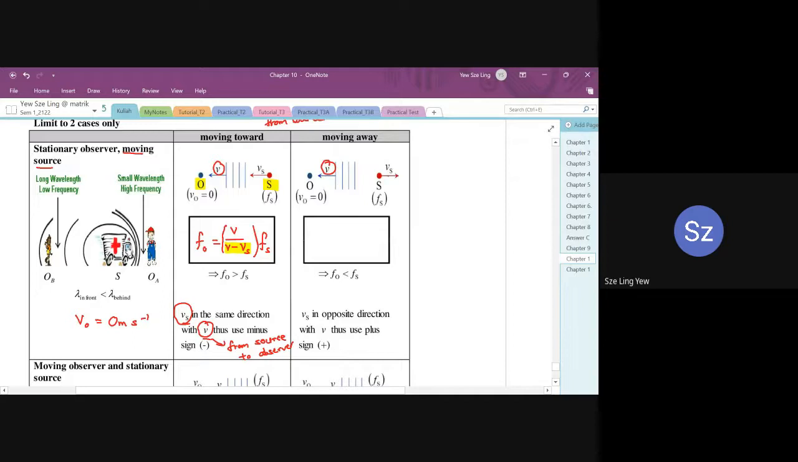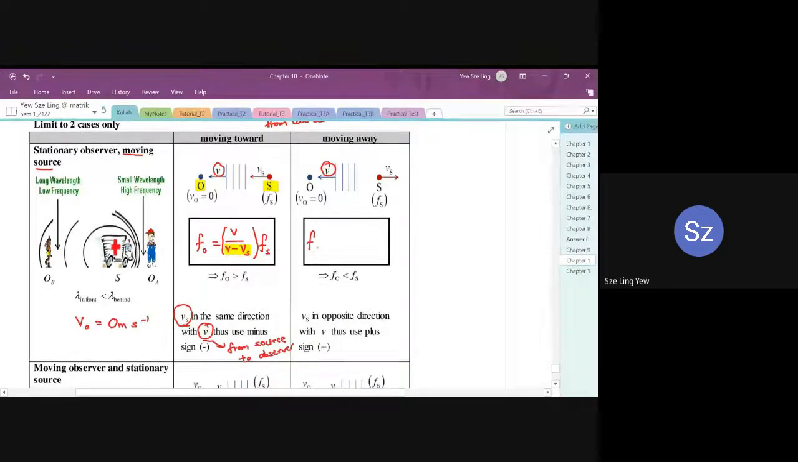Even if your Vs is now going to the right, V is still going to the left. V is not being affected by anything. It's always from source to observer. So if they are pointing in the same direction, then you use a negative sign in your equation. If they are pointing in opposite directions, then the equation will be Fo equals V over V plus Vs, times Fs.